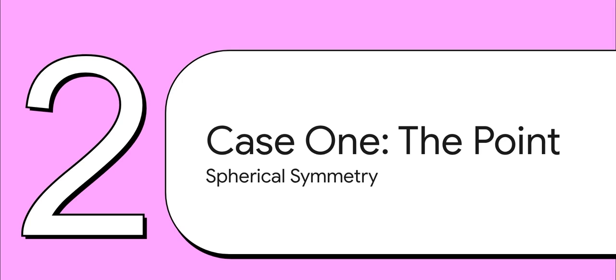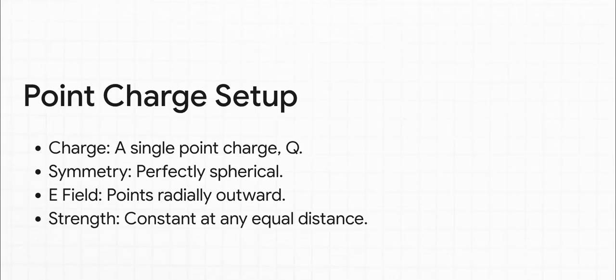All right, time to put our method to the test. We're going to start with the simplest source of an electric field you can possibly imagine, a single, lonely point charge. So a single point charge has perfect spherical symmetry. The electric field it creates just radiates straight outwards in every direction, kind of like the light from a tiny star. And, this is crucial, the strength of that field is exactly the same at any point that's the same distance away from the charge.